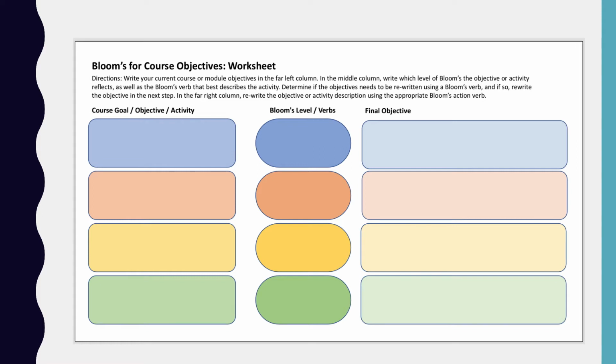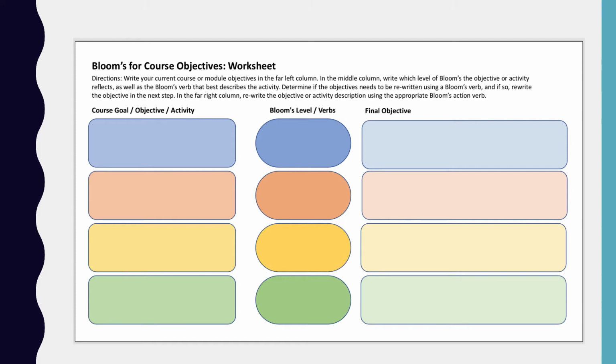First, you'll see the Blooms for Course Objectives worksheet. You're going to want to print that out. Also provided to you are 2 sheets that have lists of Bloom's taxonomy verbs. There's a regular version of it, and then there's a version for digital. You might want to print both of those out or have them up on your screen to reference.